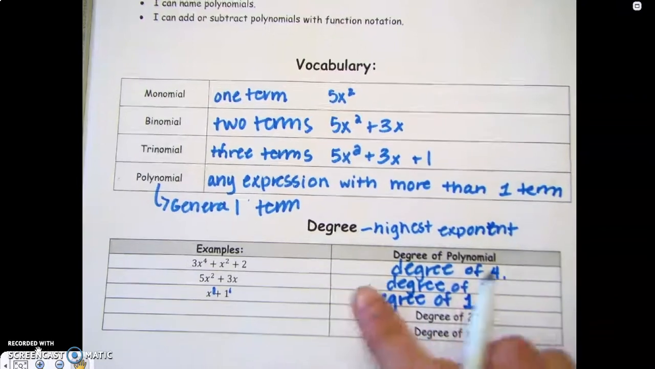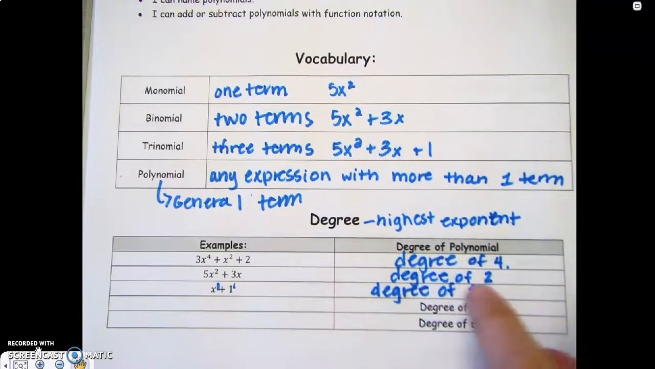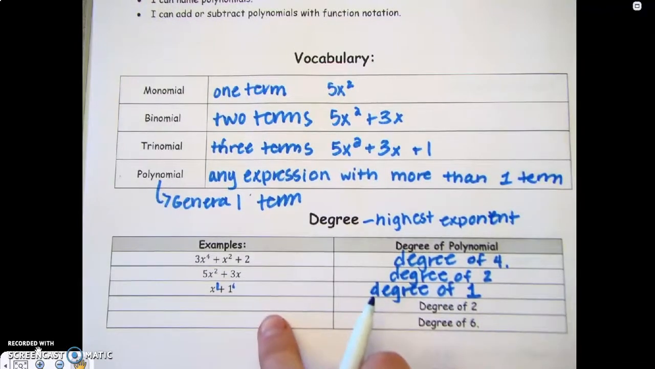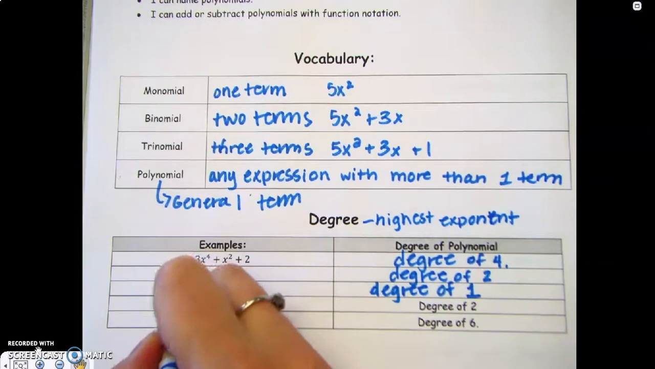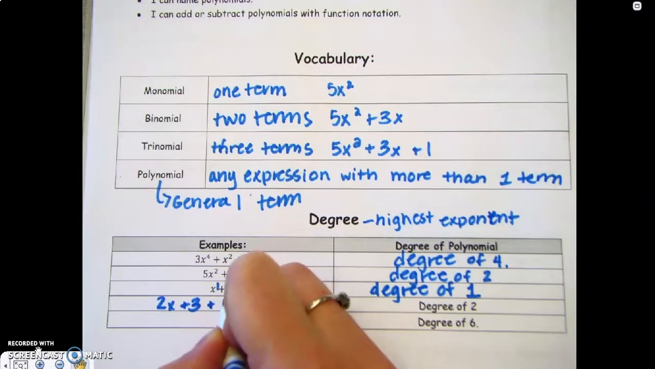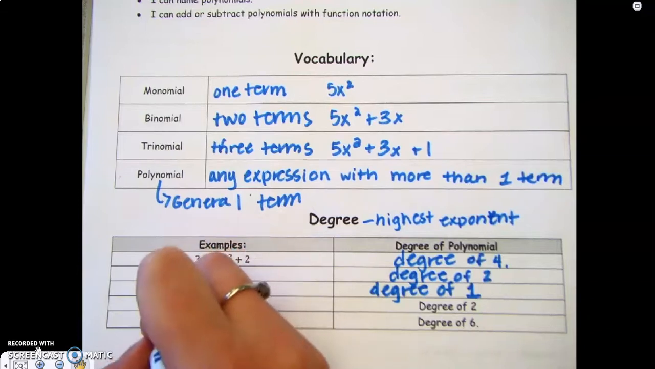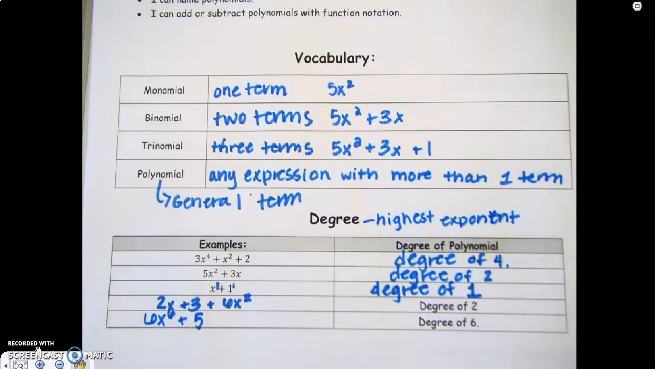Okay, and so in the last 2 examples, pause the video and try to come up with a polynomial that has a degree of 2 and one that has a degree of 6. Okay, so if you wrote something like 2x plus 3 plus 6x squared, that would have a degree of 2. A degree of 6 would be something like 6x to the 6 plus 5. It has the highest exponent of 6.